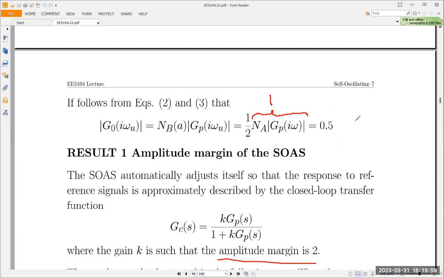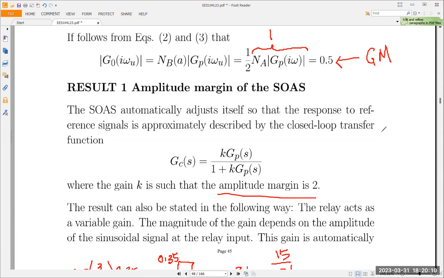And this is defined as gain margin. So the key result is that if you have 0.5, then the gain margin is equal to 2. So this should be 1 over gain margin is equal to this. So gain margin or amplitude margin is the same thing, is equal to 2. That is the key result.